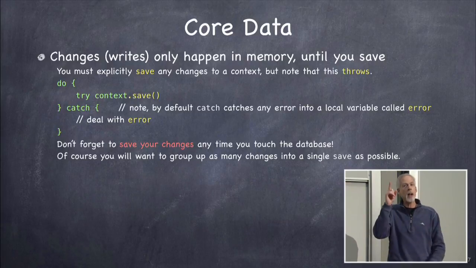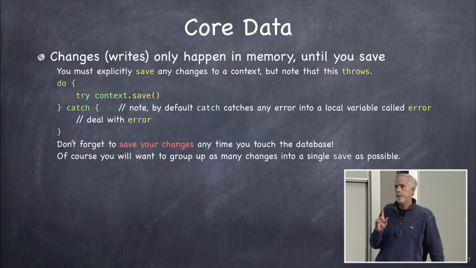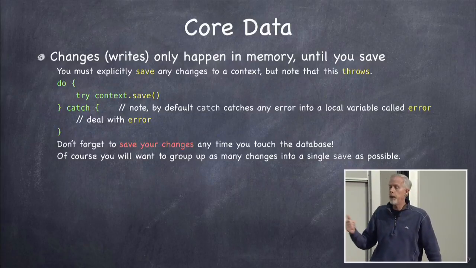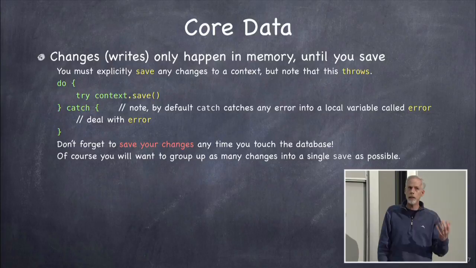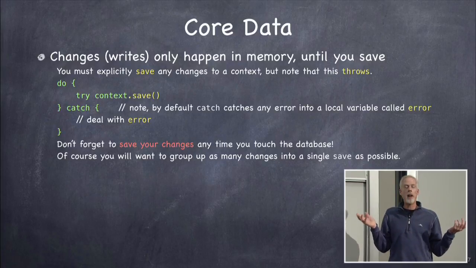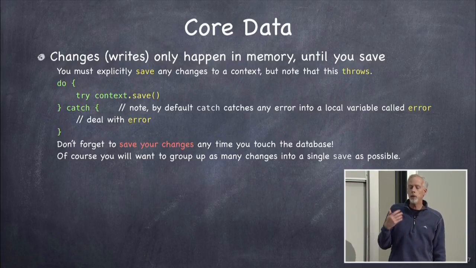It couldn't be simpler, except that it can throw. Save is a method that can throw because maybe there's a problem writing out to the database. There are many problems that could happen writing out to the database, and you need to look at the documentation and figure out what they all are. But the take-home message here is you do need to save. If you don't save, that stuff's just going to be lost when your app exits. So you definitely need to save.